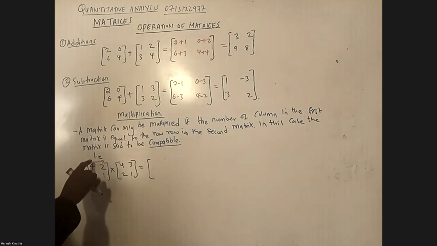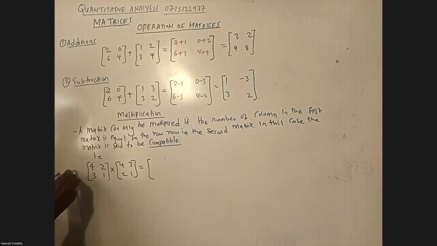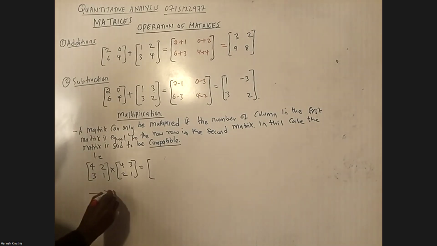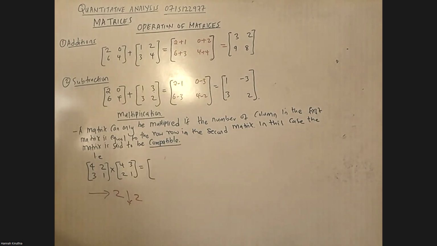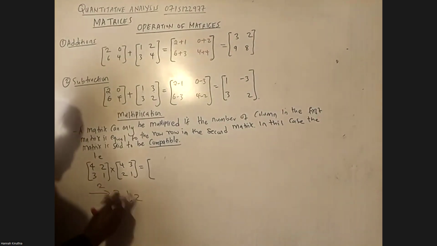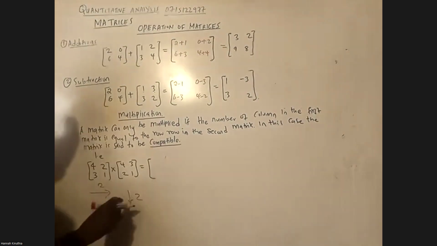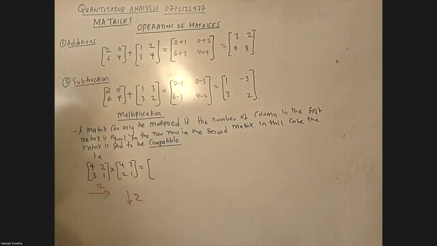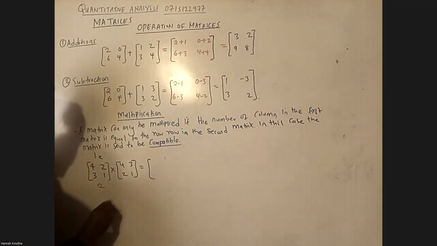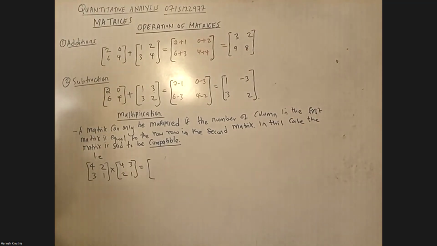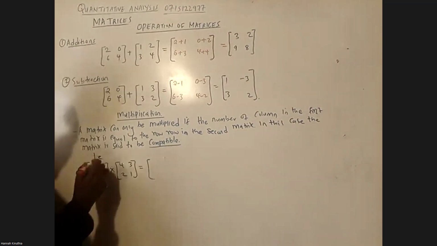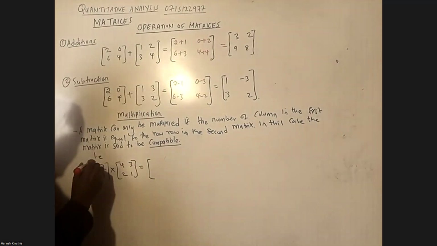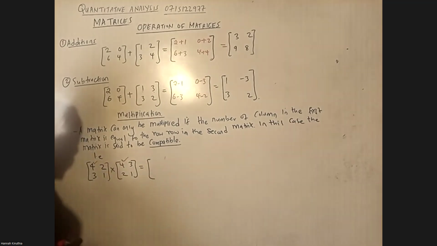Here it is 2. So our column is 2, and our row is also 2. In the first matrix, the column is 2. Going to the second matrix and going downwards, the number of rows is also 2. So this one is possible to compute. Let us now try. How do we compute it? It will be 4 times 4. That is the first one.